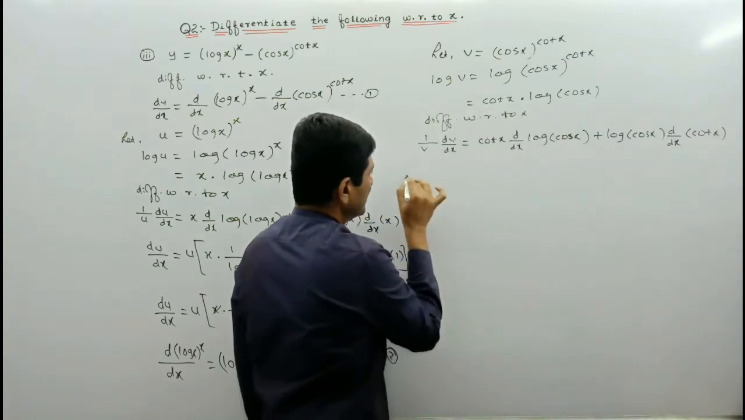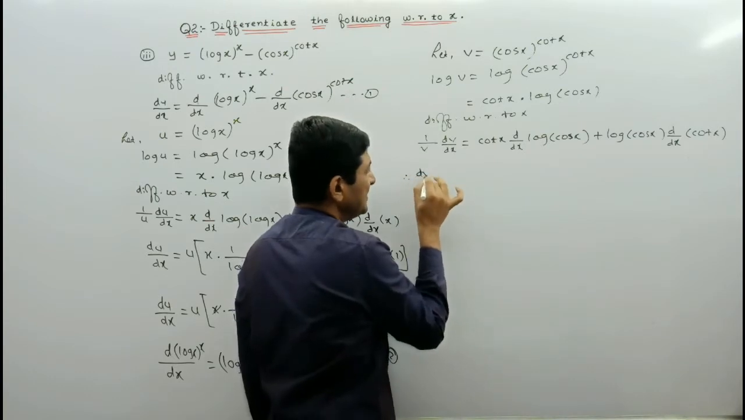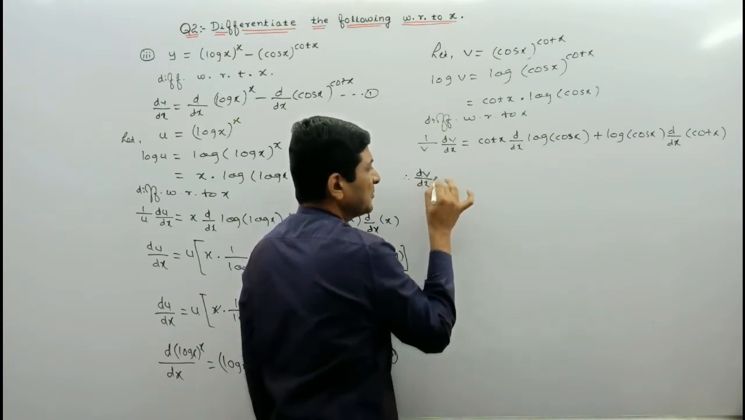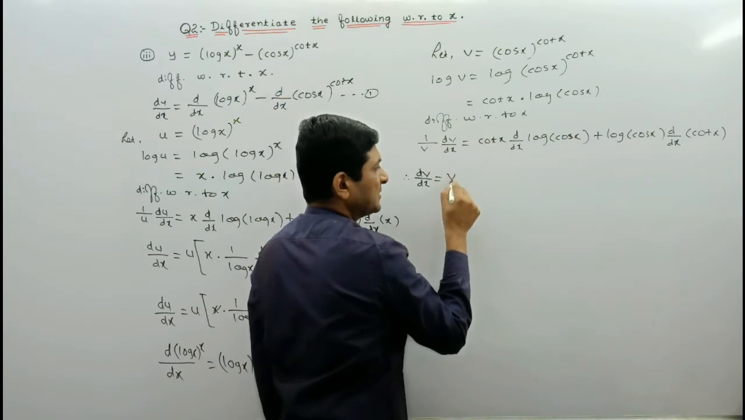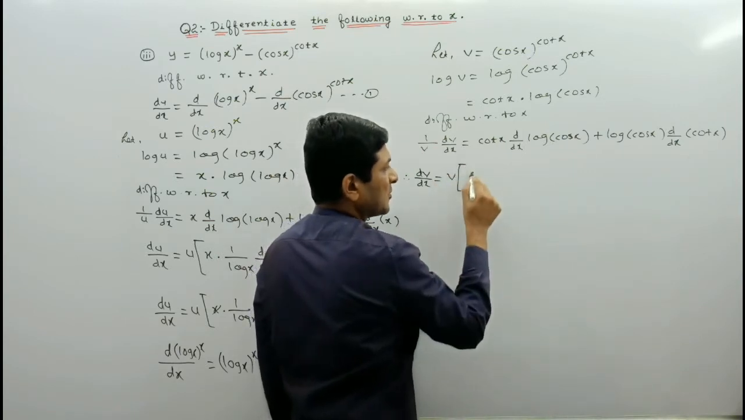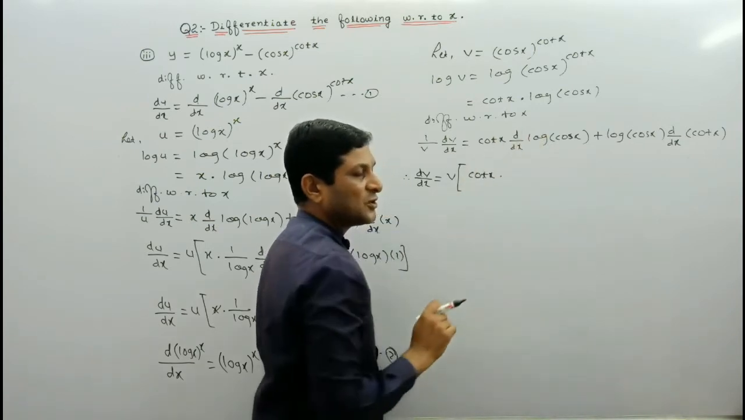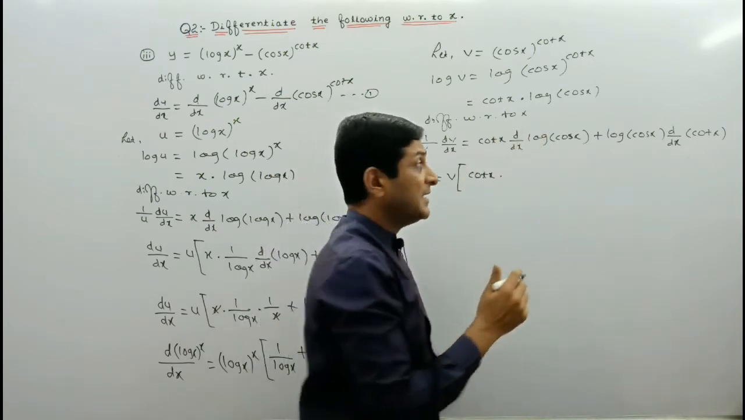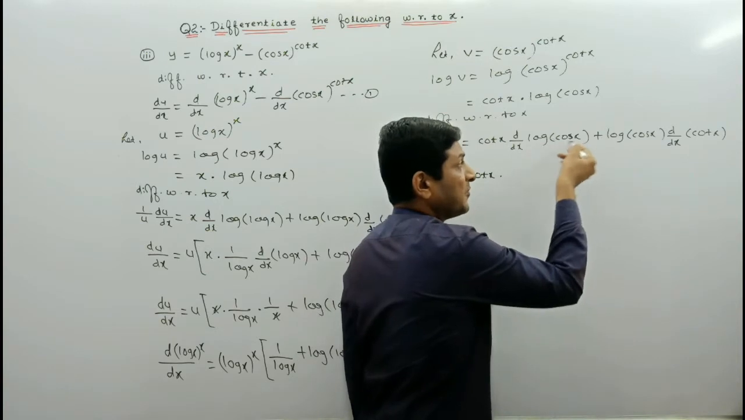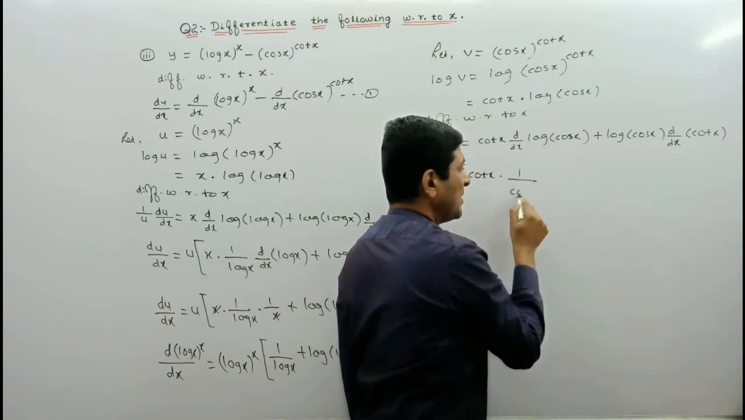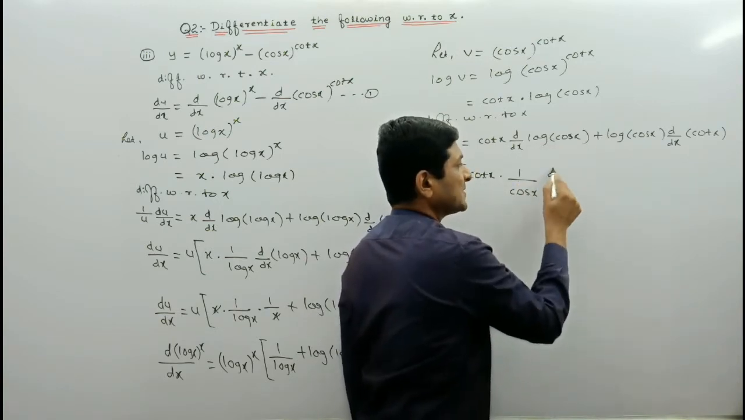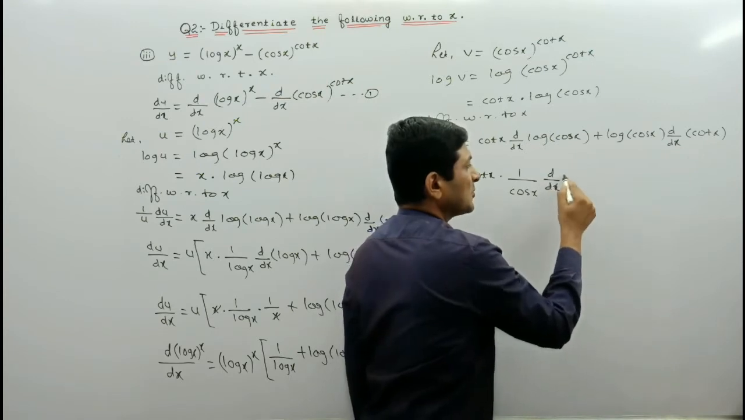Therefore dv upon dx will be equal to, v will get multiplied on this side, so v into, here cot x, keep it as it is. Now we are finding differentiation of log of cos x, and it is in the form of log f of x. So its differentiation is 1 upon f of x, means 1 upon cos x into derivative of cos x.